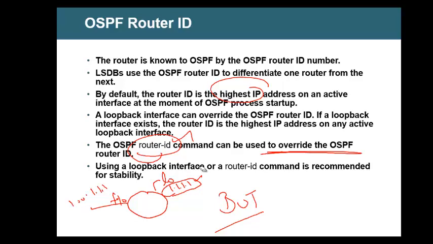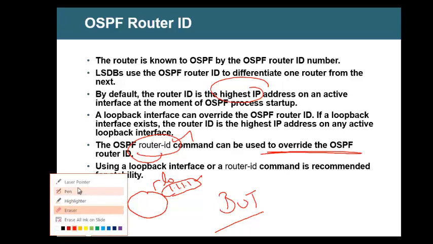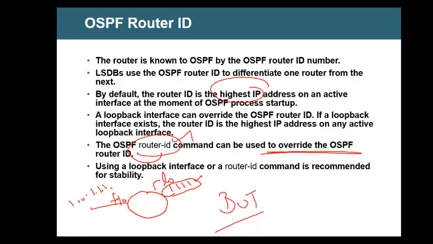But what is the caution here? What's the warning that I want to give here? This is non-preemptive, meaning, I'm trying to say what that is, but non-preemptive. Router ID is non-preemptive. What is that?